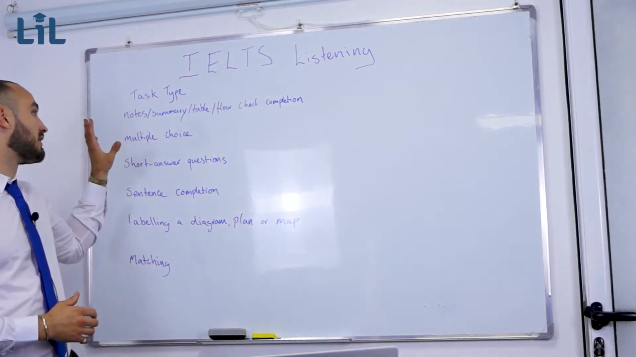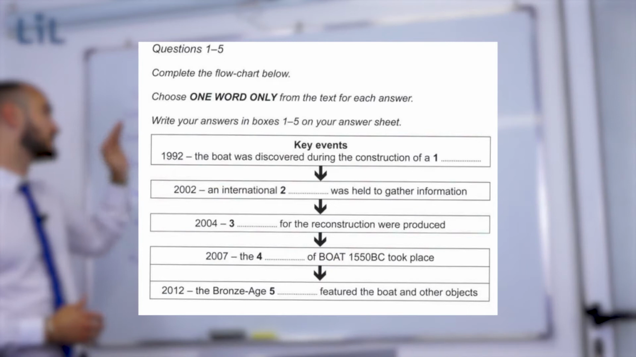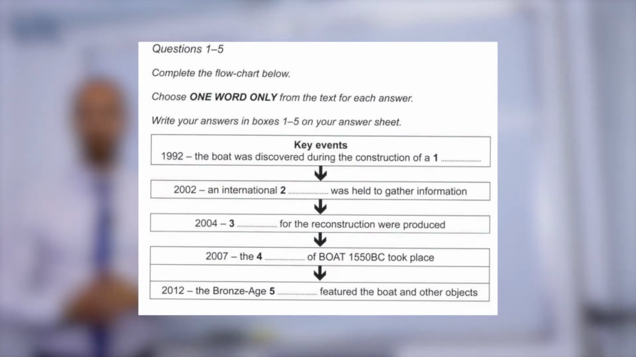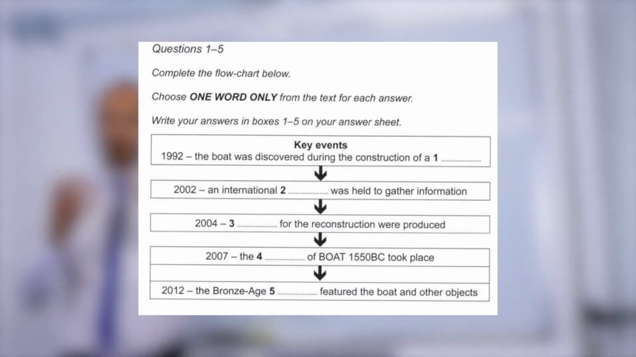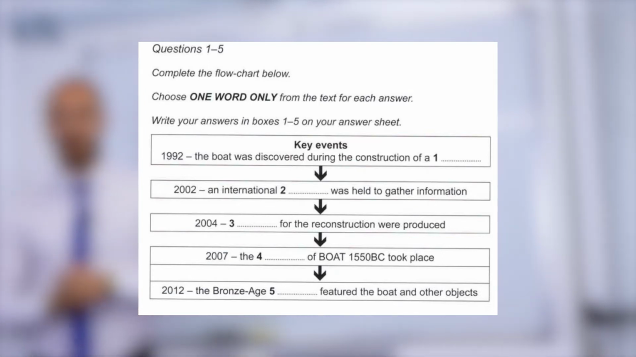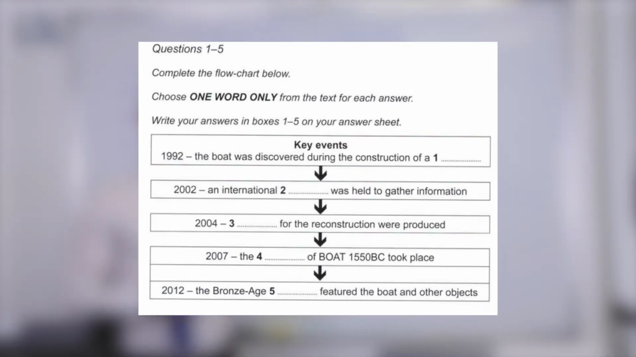So the first one you might face is the notes, summary, table / flowchart completion. Hopefully there'll be an example for you. And as you can see from the example, the instructions are given at the top, and it's very important that you read these instructions very carefully so you understand how many words you need to write to complete this type of question. So for this example, you can see it says no more than 2 words and or a number.